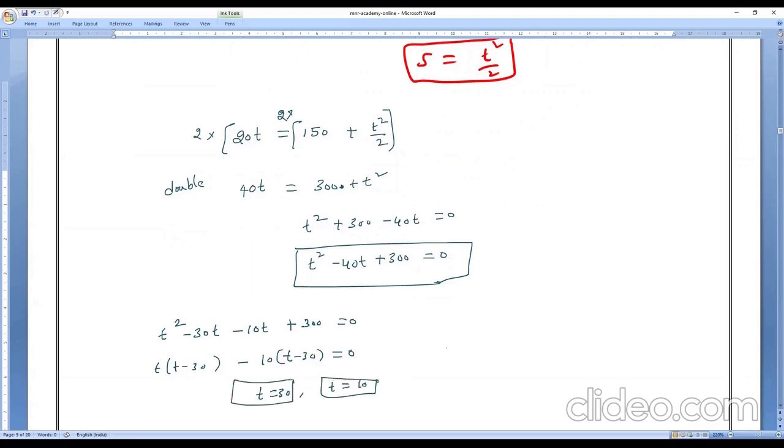But we have to find the correct time. What is that? t is equal to 10 or t is equal to 30? Is it okay? Yes, please. So that is what it is.